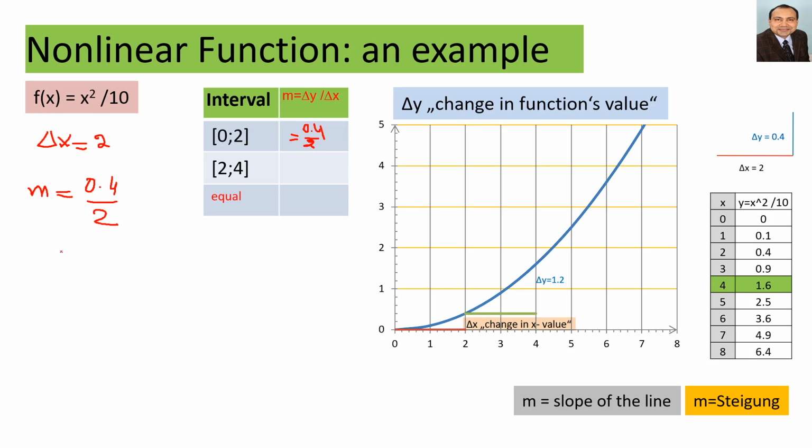You can rewrite this as 4 divided by 10, then 1 divided by 2. So 1 times 2, and this is 2. So you have 2 divided by 10. This is equal to 0.2.